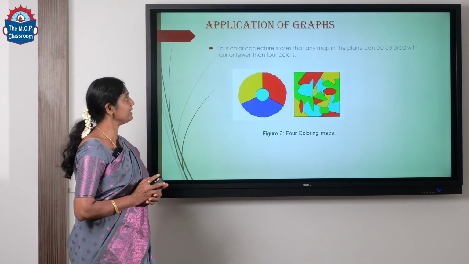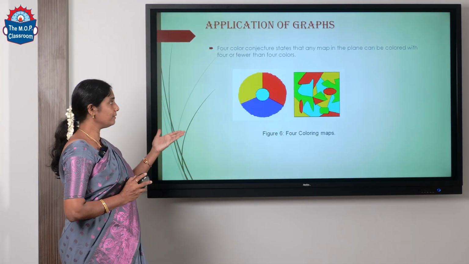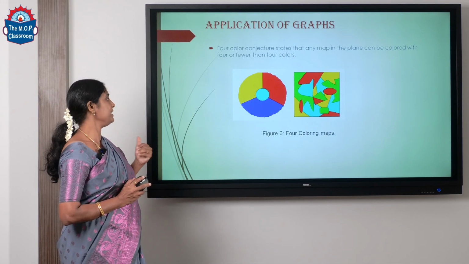The next application is the four color conjecture, which states that any map in the plane can be colored with four or fewer colors. Again, as I said in the earlier case, this idea will be useful for finding solutions for real life situations.